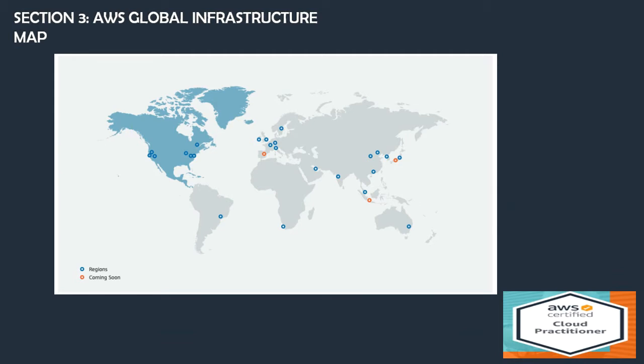In this next slide, you can see the AWS global infrastructure map, and you can see all over the globe how many regions you have, and there are more to come. You can see the blue ones are already online and the orange are in planning. Yeah. So let's move on to the next slide.